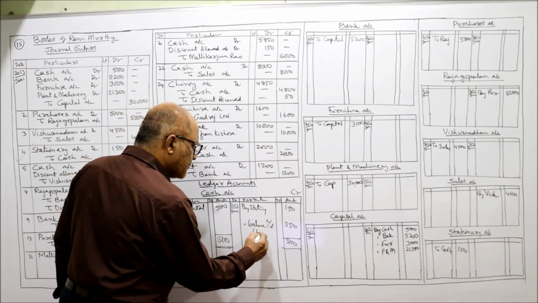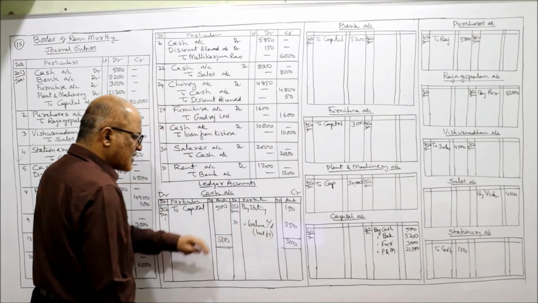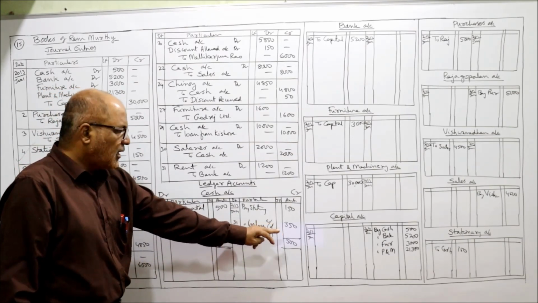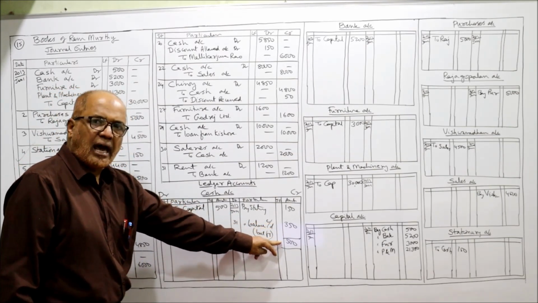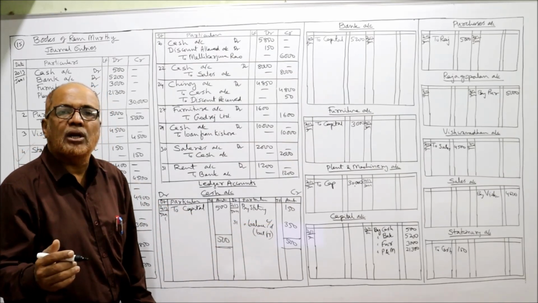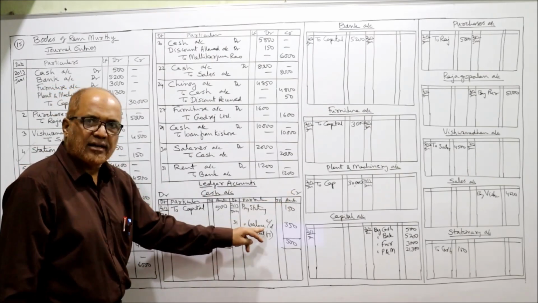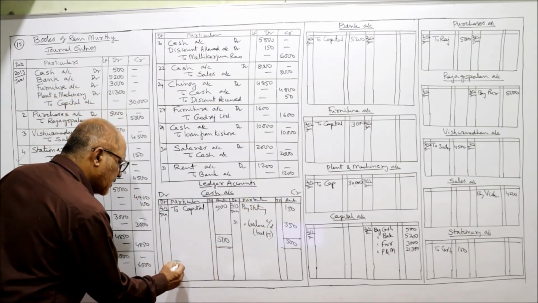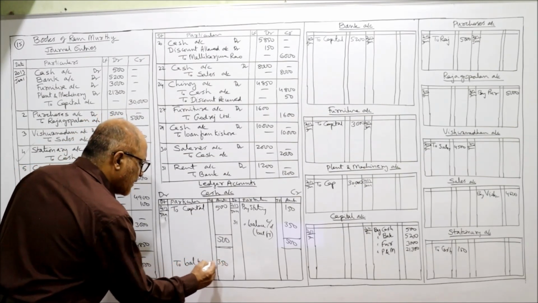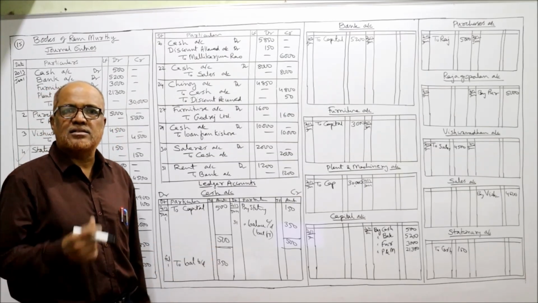carried down, balancing figure, and brought down. This is the last date, 31st January. I am making the balance on 31st January. Now the carried down balance is taken above the total. The brought down balance should be taken below the total on the opposite side. This carried down balance is on the credit side, so the brought down balance will be on the debit side. To balance brought down, 350. This is on February 1st. That's all. This is called balancing.